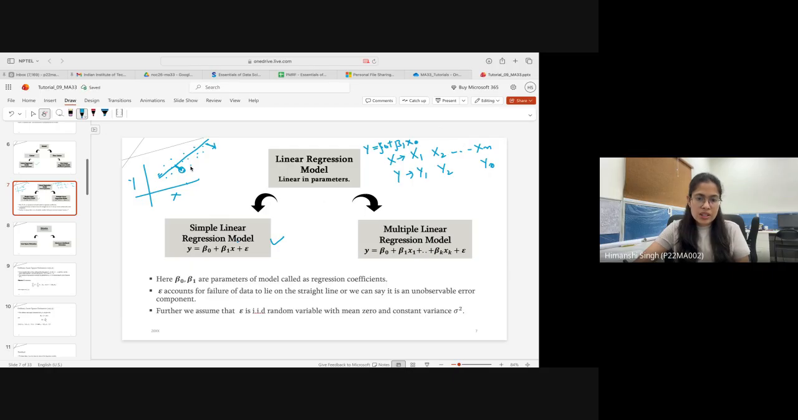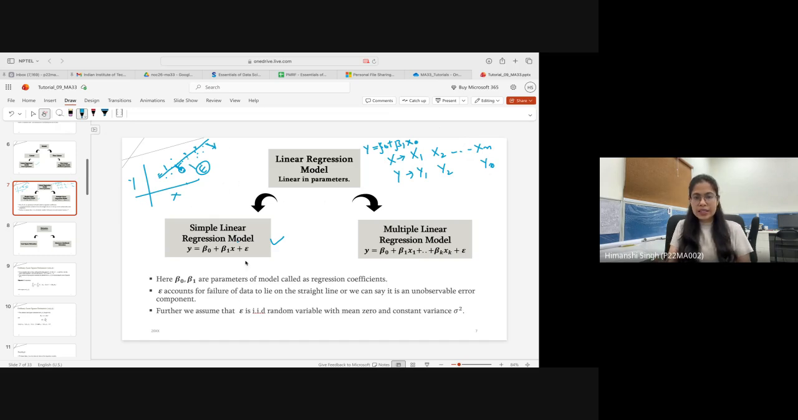Okay, so this error, I'm taking it as an epsilon, which accounts for the failure of the data to lie on the straight line. Also, we will see afterwards that we will find beta naught and beta 1 by minimizing these errors only. This error is there for each observation. For some observations it is less, for some it is more. So we want to minimize this kind of error.